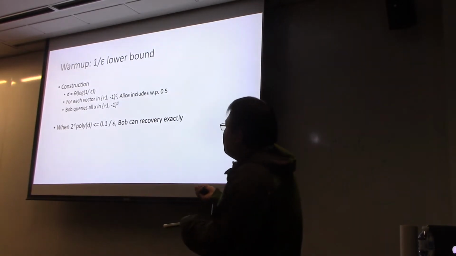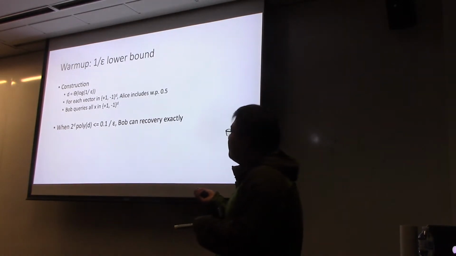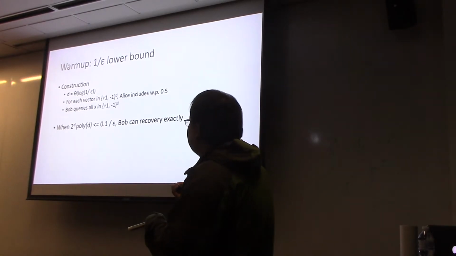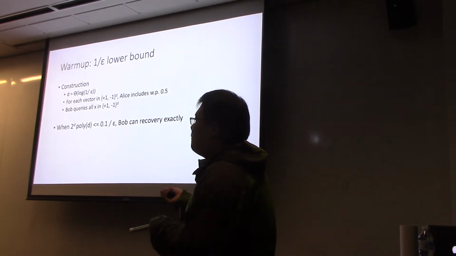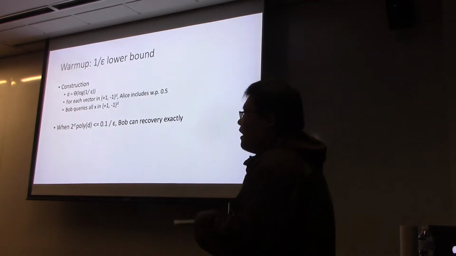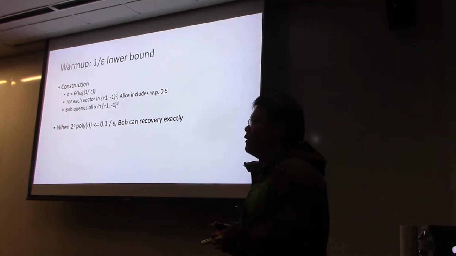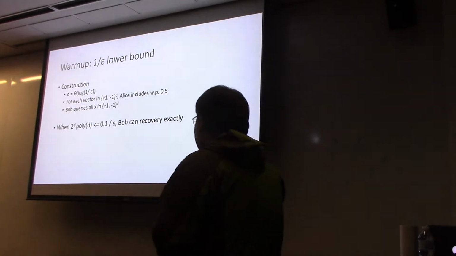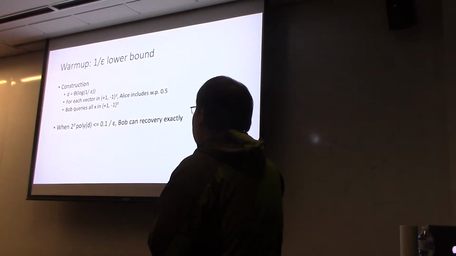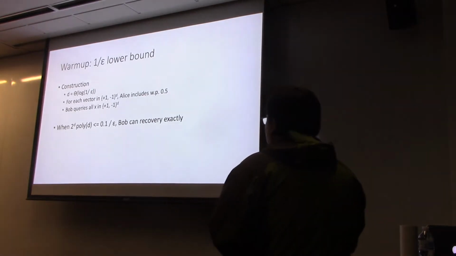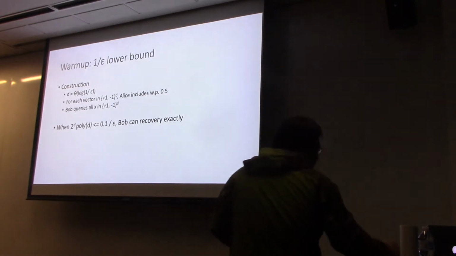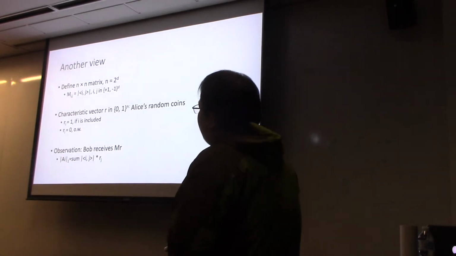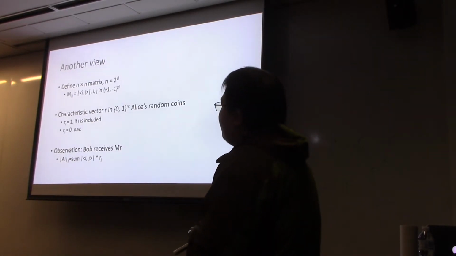But we have relative error 1 plus epsilon, right? So if this relative error is small enough, and we know that all these L1 norms are integers, then Bob can exactly recover the L1 norms. So let's first assume this holds, like we do have a constraint that 2 to the d times poly d is smaller than some small constant over epsilon. Well, let's view the things that Bob did in another form.